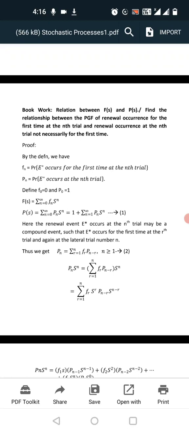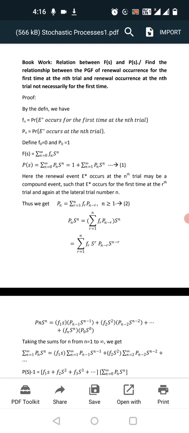Next, this equation is multiplied by s power n on both sides. Then s power n splits into two terms, that is s power r and s power n minus r. Now consider the term s power r combined with fr, and s power n minus r combined with pn minus r. So that is the next step.